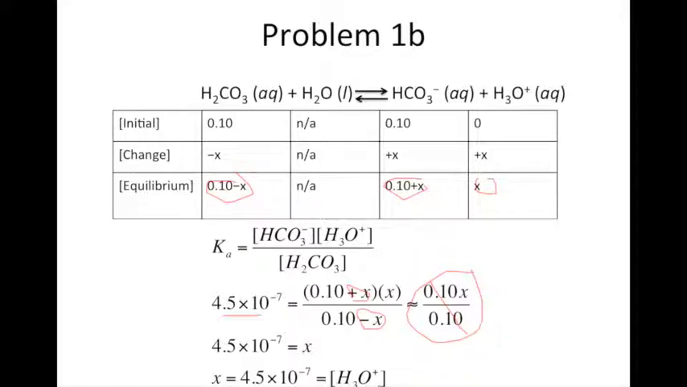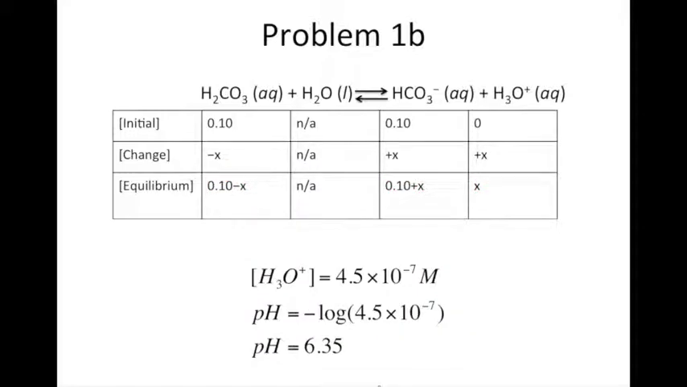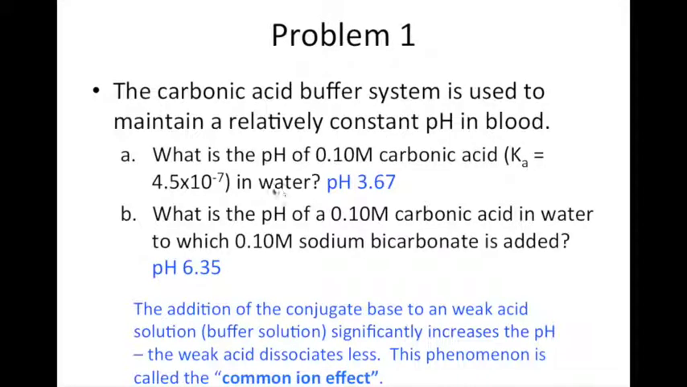We can now calculate the pH if we know the hydronium ion concentration. The pH is the negative log of that, and we get 6.35. So let's compare those now. We don't want to just solve problems. We want to understand what our numbers mean. If you just put carbonic acid in water at this concentration, the pH would drop significantly from neutral, from 7. It would drop all the way to 3.67.